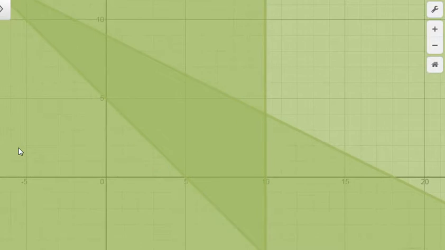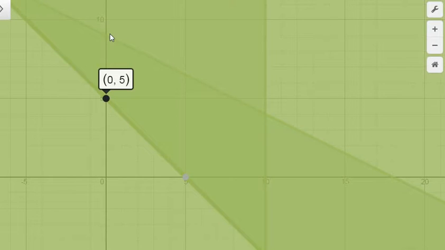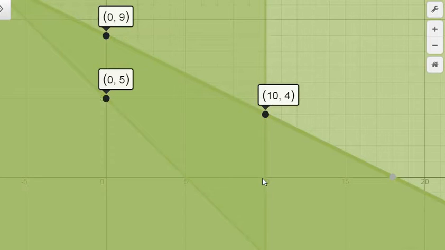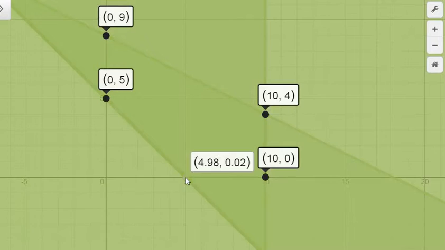So let me zoom in here. Now we want to look in the first quadrant in the shaded region there and find where this all overlaps. So here, here, here, here, and here. So these 5 points of intersection are the ones we have to test.